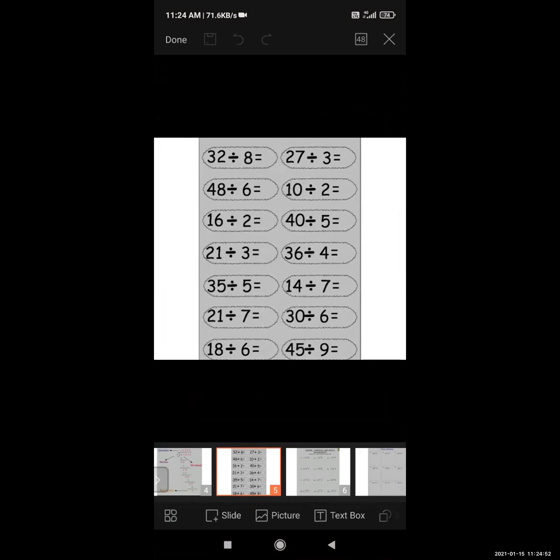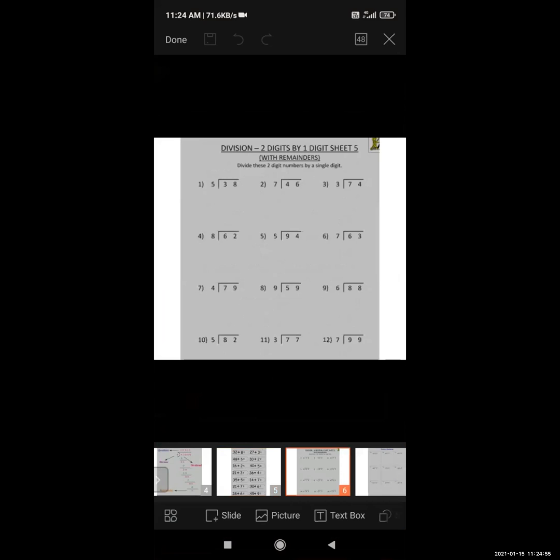Okay. Ready, everyone? Now I'm going to tick mark which sum you want to solve. Start. 88 divided by 6. 6 is the divisor, 88 is the dividend. Start.